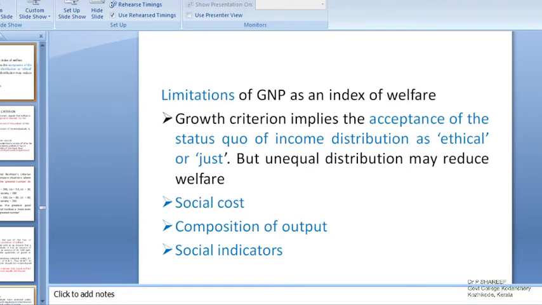Although GNP is used as a general index of welfare, it has certain limitations. Growth criterion implies the acceptance of the status quo of income distribution as ethical or just. But unequal distribution may reduce the level of welfare. Similarly, social costs are not accounted for, or are very difficult to account for, in the national income statistics. There may be pollution, wastages, over-exploitation of limited resources, etc. So, underestimation of the social cost will lead to a low level of social welfare.